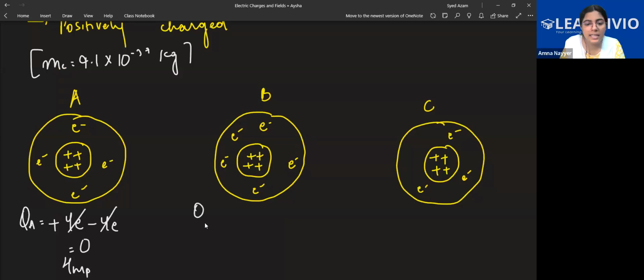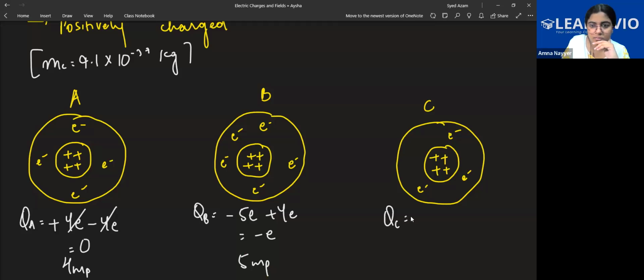Now you tell me what's the net charge here, the way I've calculated it for the first one. 4 electrons, minus 5 electrons: plus 4e minus 5e. So we are left with minus e. And the mass of electrons will be this time 5 m. Now tell me the charge at C also. 4 protons minus 3 electrons, which is equal to plus e. Exactly. And mass is 3 m.